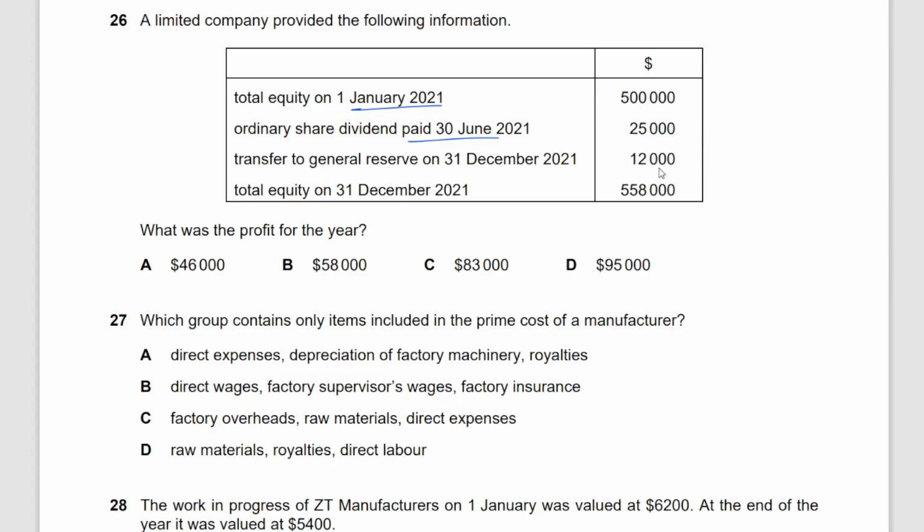Now, there were some changes in equity, right? Which one of them must be caused by the profit for the year? Now, essentially, look, we have some equity at the opening.